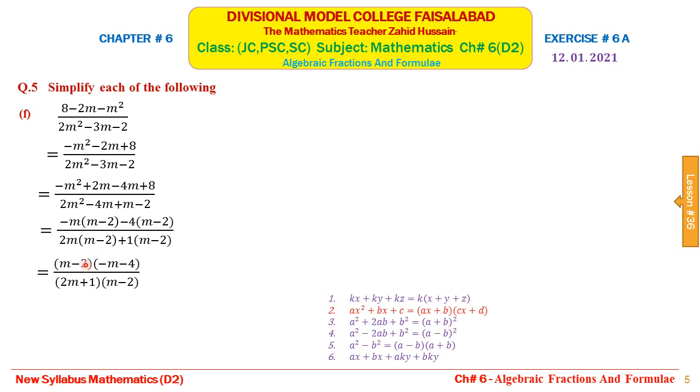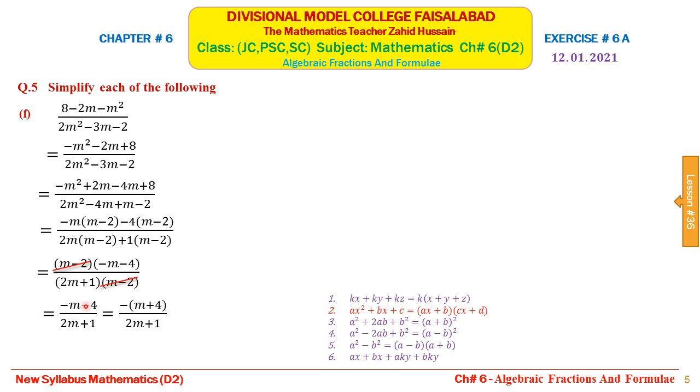So these are the factors of the numerator, and 2m plus 1 into m minus 2 are the factors of the expression in the denominator. Now we will cancel out the common factor. M minus 2 is common in numerator and denominator, so we will cancel these two factors and we will be left with minus m minus 4 over 2m plus 1.